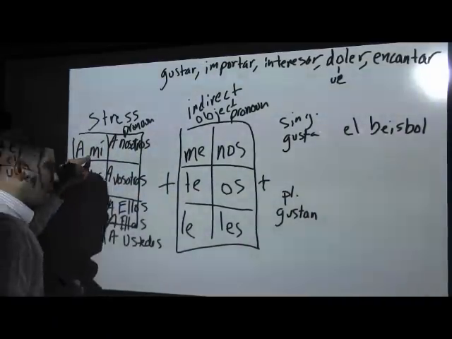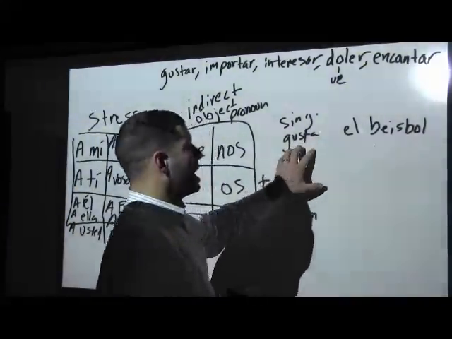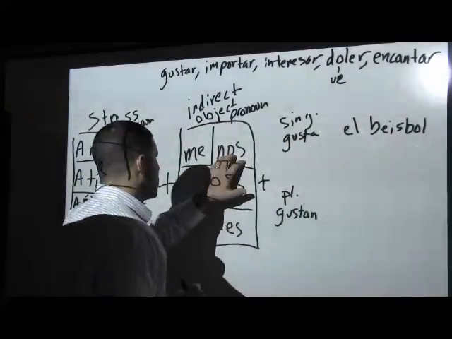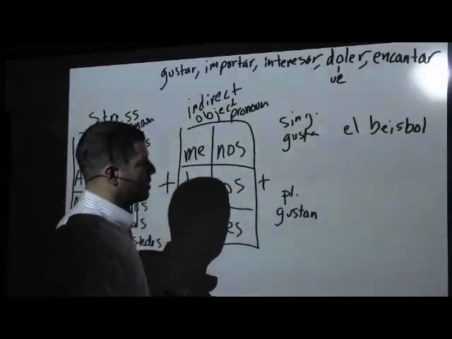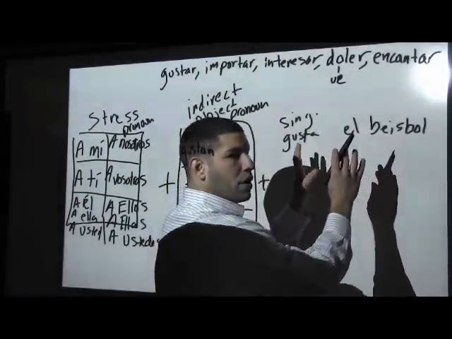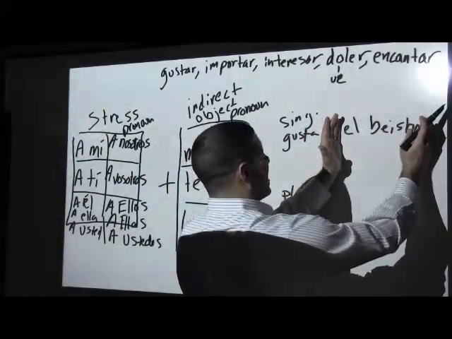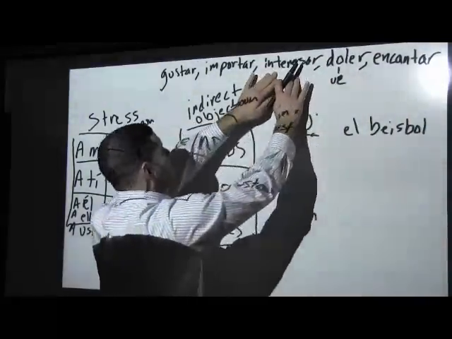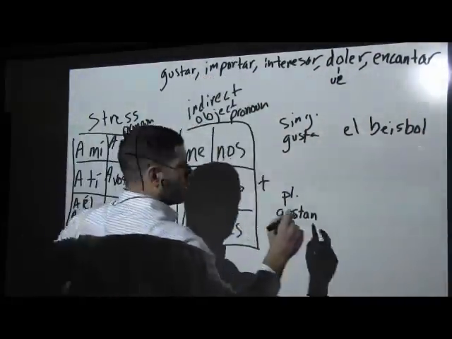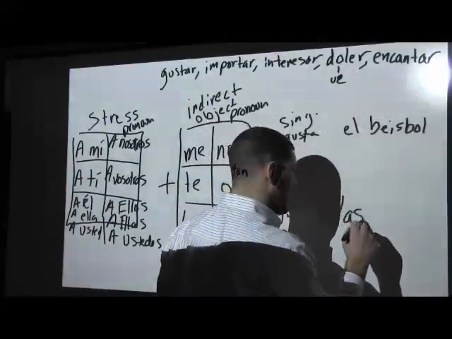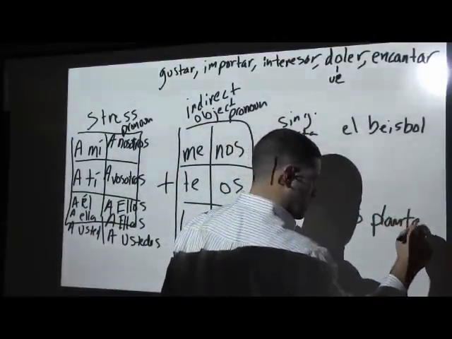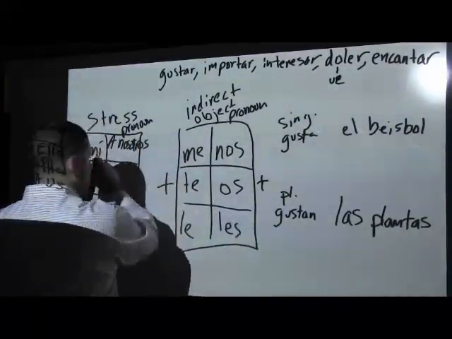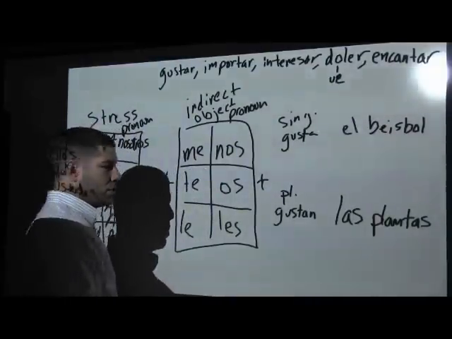More stress to me. So it wouldn't change if you have nosotros. So baseball is pleasing to us. To us. Just stressing it again. It never changes. We're focusing on what it is that's pleasing, or what it is that's delightful, what it is that's painful, what it is that's interesting, what it is that's important. So, las plantas. Plants are pleasing to me. To me.